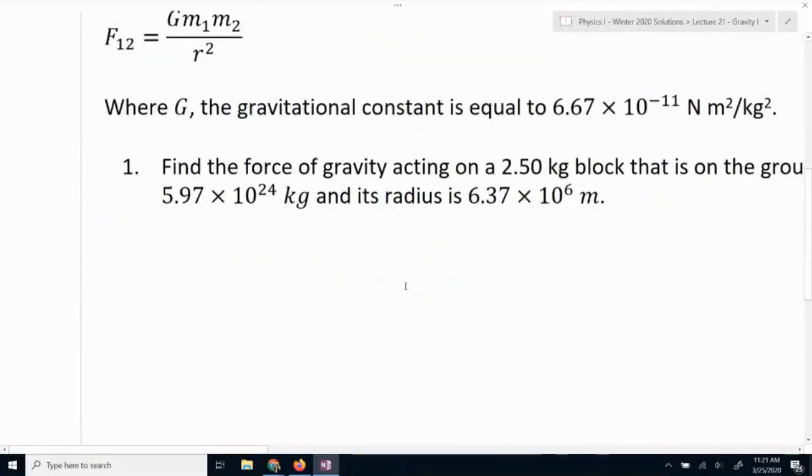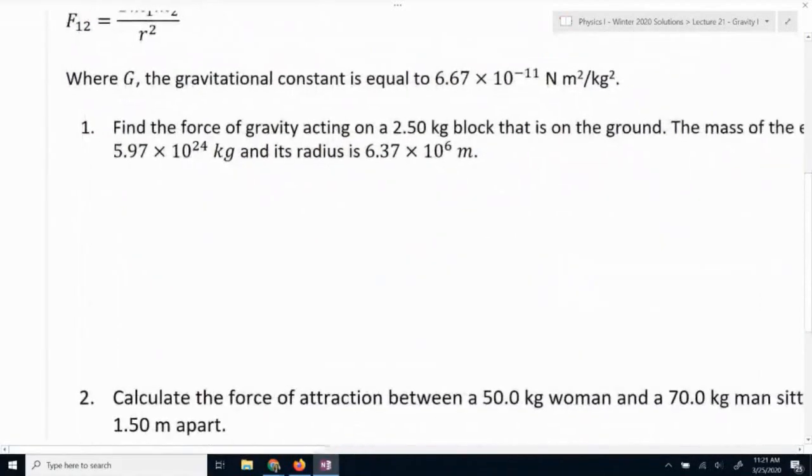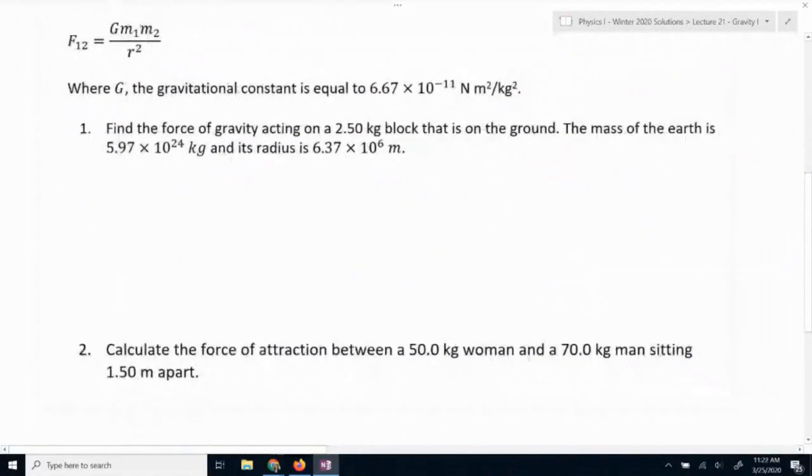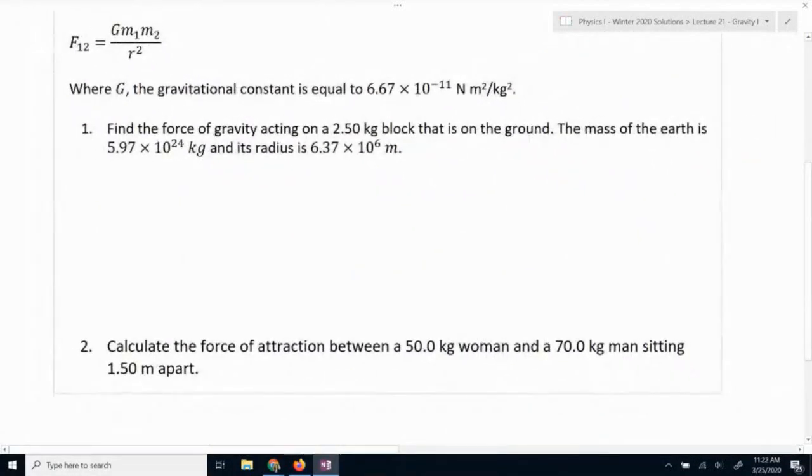So we're going to practice with this one question here. Find the force of gravity acting on a 2.5 kilogram block that is on the ground. The mass of the Earth is 5.97 times 10 to the 24 kilograms, and its radius is 6.37 times 10 to the 6 meters. Okay, notice for this question, the object is close to the surface of the Earth. It's on the ground. So when we find the force of gravity, we can do it the old way, the way we've been doing it all along.